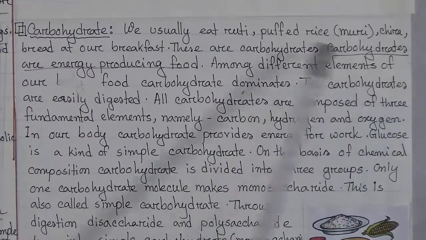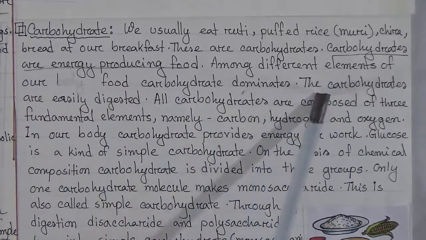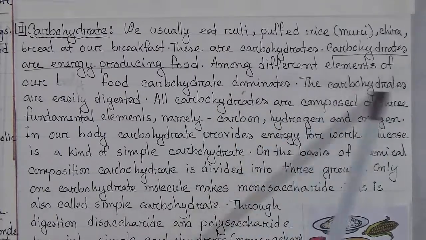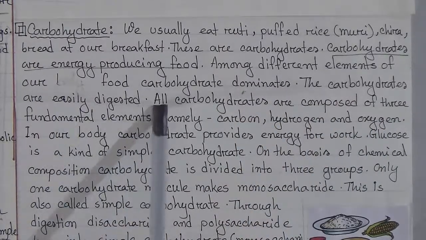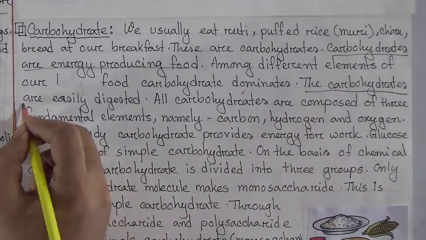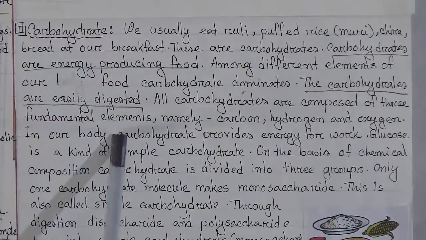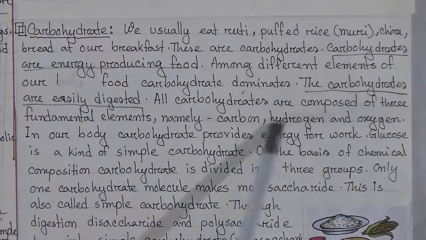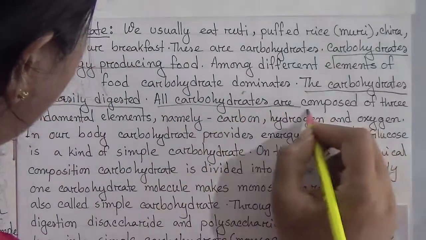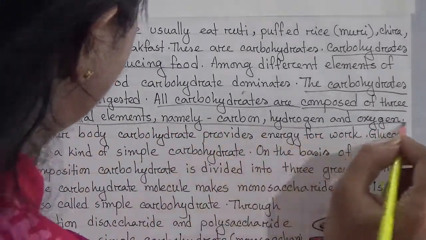Among different elements of our food, carbohydrate dominates. Carbohydrates are easily digested. All carbohydrates are composed of three fundamental elements, namely carbon, hydrogen and oxygen. That means all carbohydrates are made up of carbon, hydrogen and oxygen.